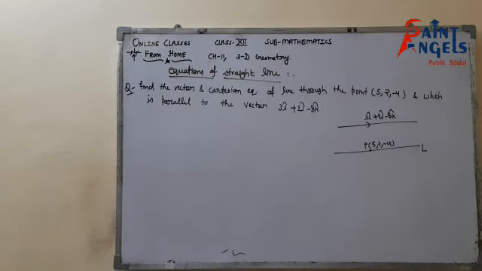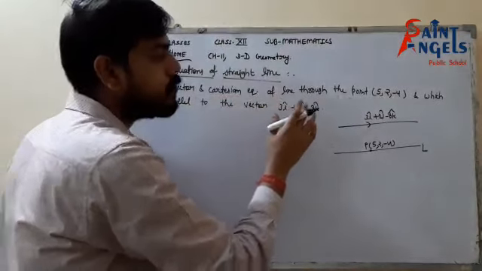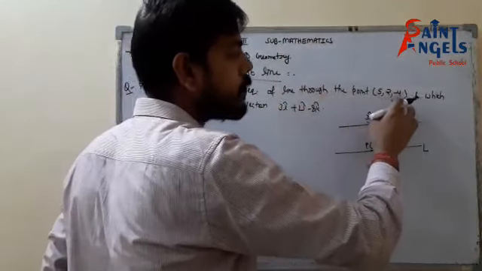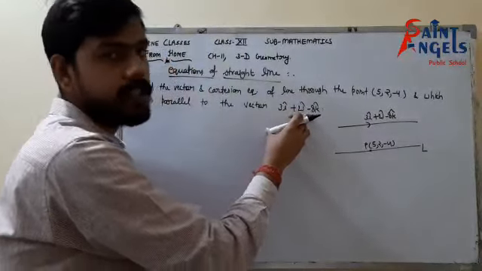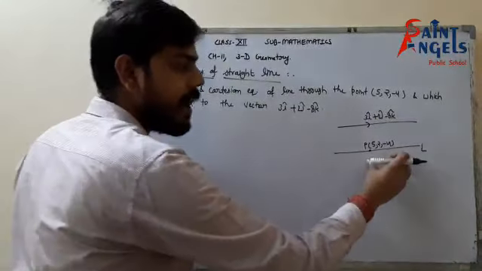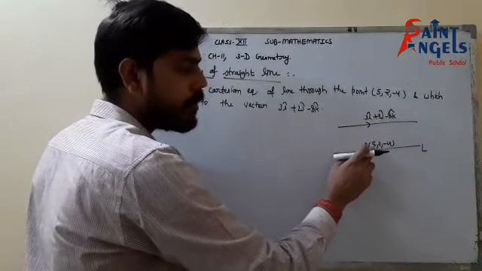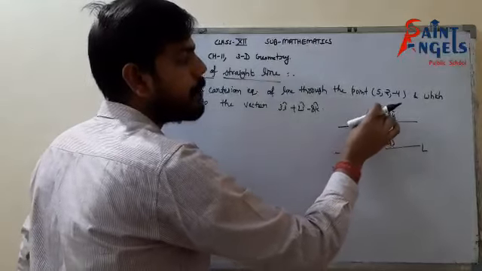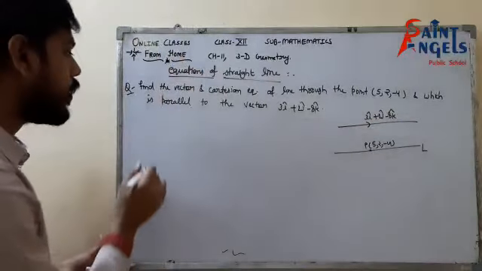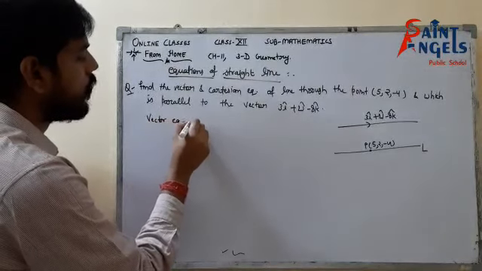Okay students, now we'll look at an example. Find the vector and Cartesian equation of a line through the point (5, 2, minus 4) and which is parallel to the vector 3i cap plus 2j cap minus 8k cap. Okay, so this is the line L of which we have to find the equation. The line is passing through the point P with coordinates 5, 2, minus 4 and parallel to the given vector 3i plus 2j minus 8k. So first of all, I am writing the vector equation of line L.